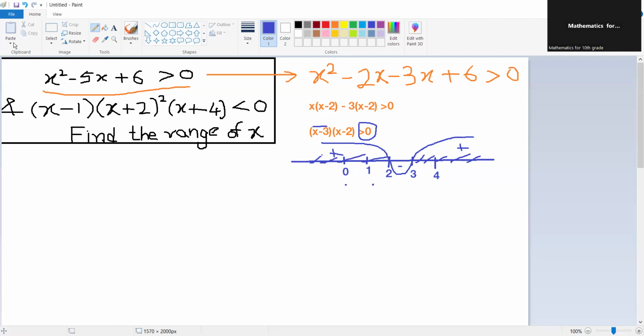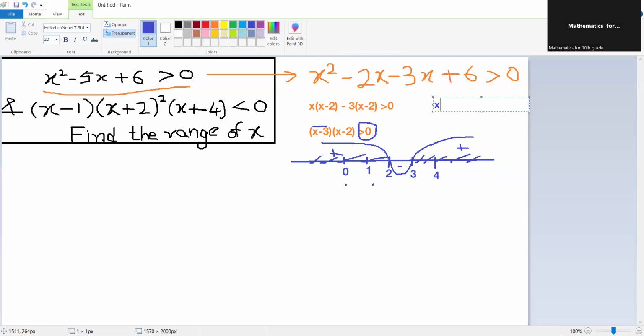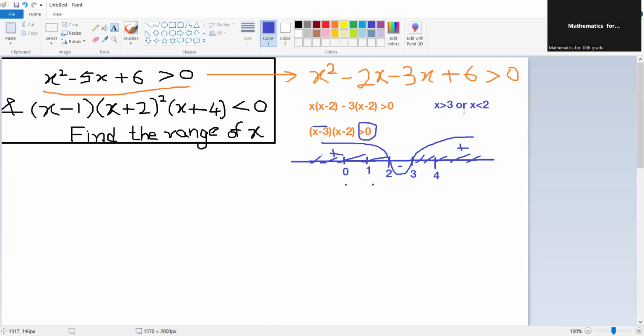So this is the simple solution for the first inequation. So x has to be greater than 3 or x has to be less than 2. Only in these cases, the first inequation is greater than 0.